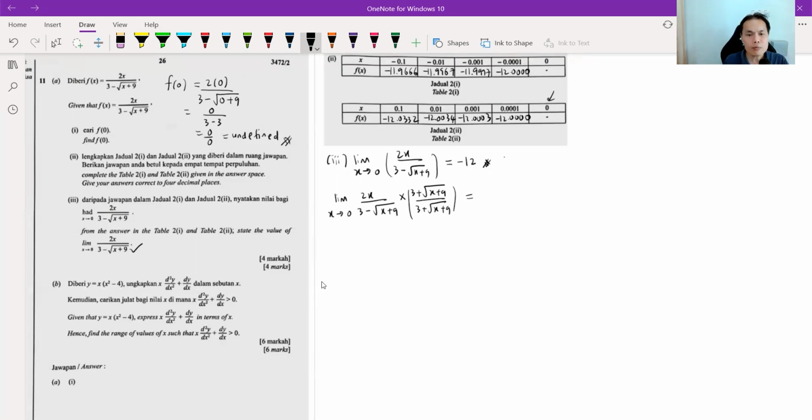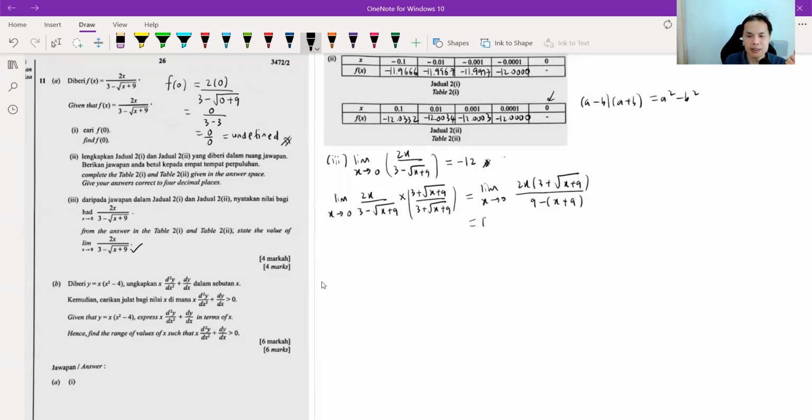So when you multiply top and bottom with 3 plus surd x plus 9, we are actually simplifying this surd here. This will be the limit of x approaching 0 of 2x times 3 plus surd x plus 9. As for your denominator, you get 9 minus x plus 9. Remember, (a minus b)(a plus b) expands to a squared minus b squared. In this case, 3 squared is 9, and square root of x plus 9, squared, just gives x plus 9.